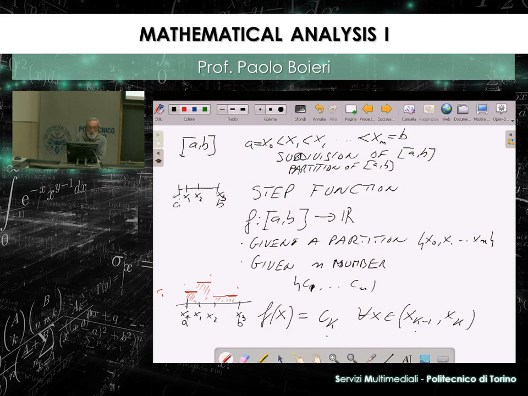If the constants are negative, each term of my sum is what? Is the area of the rectangle that you can see below the graph, for instance, like this. If the constants are negative, the product of this negative constant times the length of this interval is not the area of this rectangle, but is minus the area. Okay? Then, if the constants are positive, we measure exactly the area. If the constants are negative, we measure minus the area.